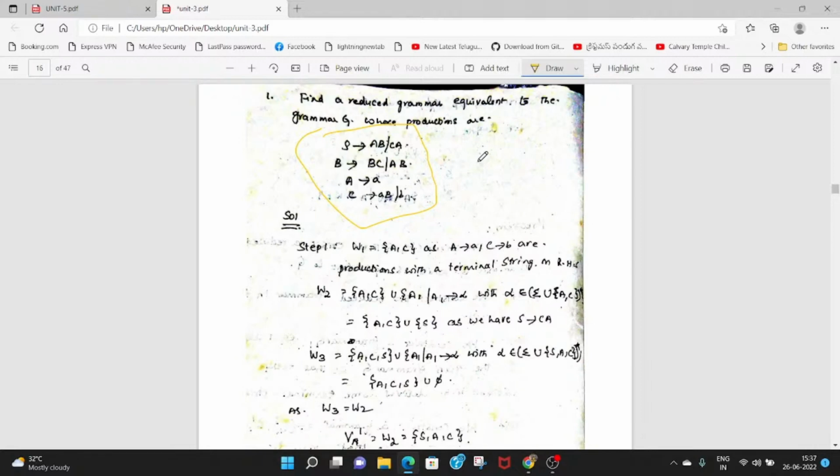You can start construction of Ws. So how you construct the Ws for eliminating the useless symbols is, you can take W1. We can start with W1, and this W1 is going to include the variables which directly derive the terminals.